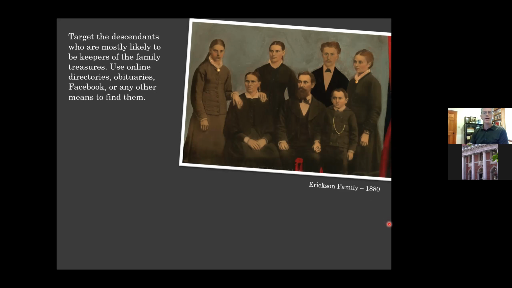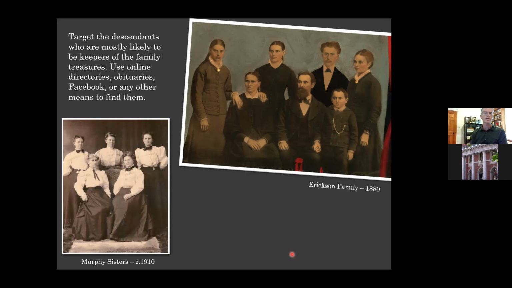Another example, using obituaries, I was able to find descendants of my Murphy family, and I exchanged information with this distant cousin, and she was really excited to get more information on the family. I had a lot of photos on the Murphy family because that's one line where a lot of things have been preserved. But I didn't have this photo, and so she had this one. This is my great-great-grandmother with her sisters. This was taken about 1910.